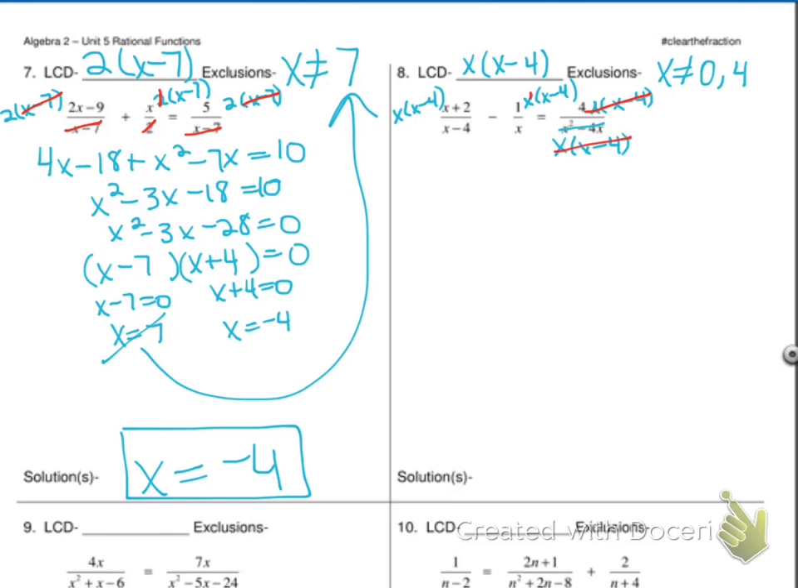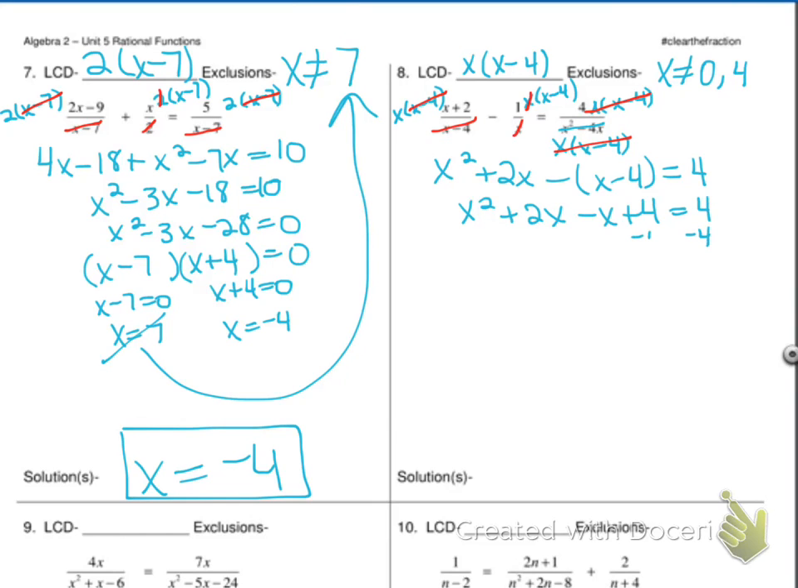Cancel what is the same in the numerator and the denominator. Multiply my new numerator. Once again, I see that I have a quadratic. I also have a negative that has to be distributed because it was minus 1. So now it's minus the whole quantity x minus 4, which is minus x plus 4. Then I'm going to simplify further, and I end up with x squared plus x equals 0.